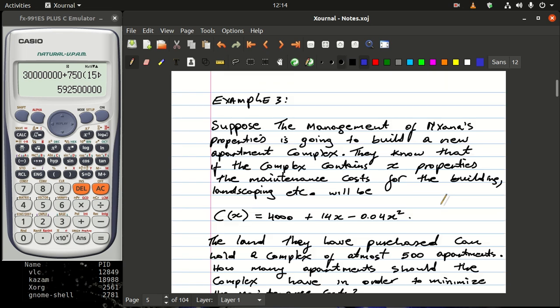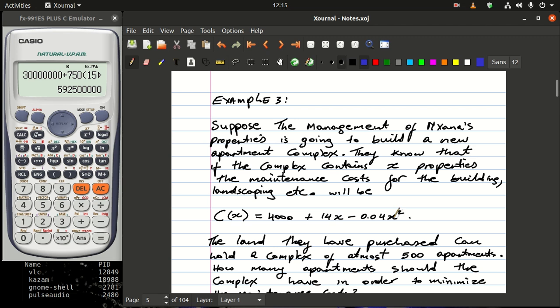Let's look at this example number 3 here. Suppose the management of Nxana's properties is going to build a new apartment complex. So we have Mr. Nxana, who is so much interested in properties, and he found a management for that company, and now they are in the process of building an apartment complex. They know that if the complex contains x properties, the maintenance costs for the building, landscaping, and other things will be given by this particular function here.